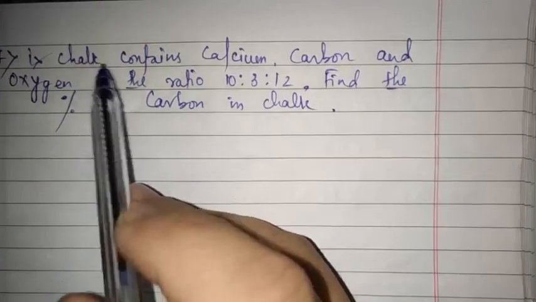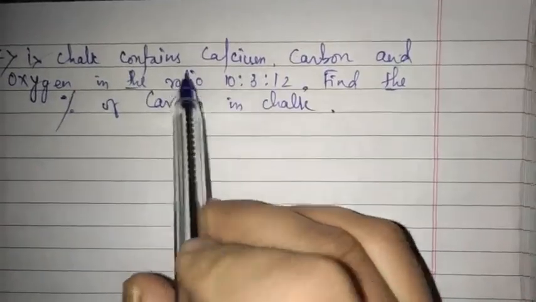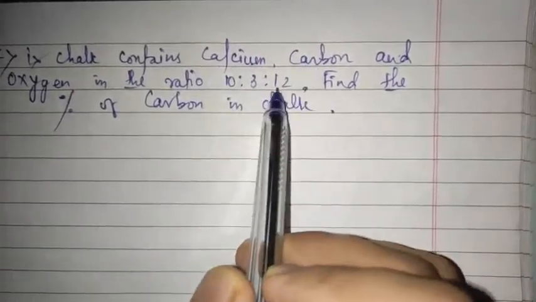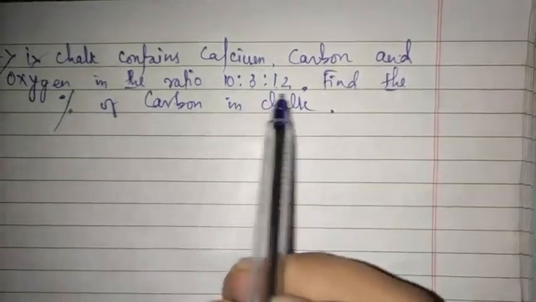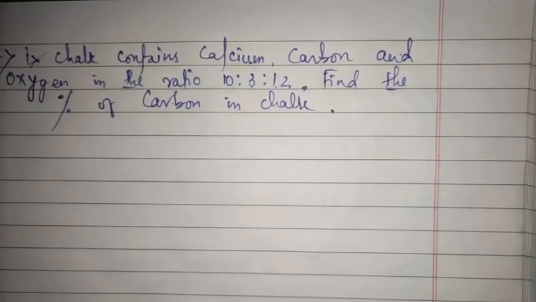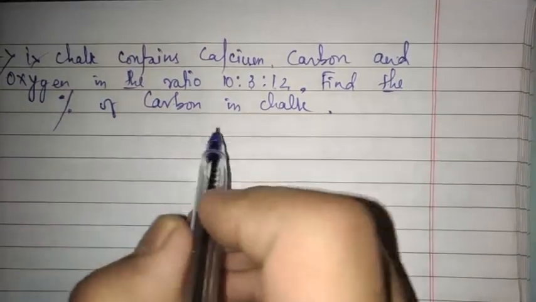Okay, chalk contains calcium, carbon and oxygen in the ratio of calcium 10, carbon 3 and oxygen 12. Find the percentage of carbon in the chalk. Percentage of carbon only you have to find, nothing else. So this is in ratio form.